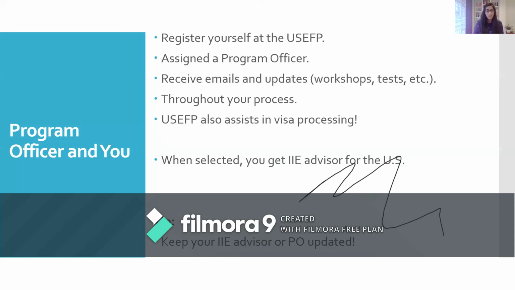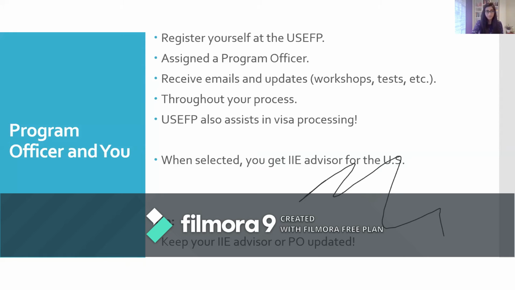The other portion is that once you get selected, there is another advisor, which is the IIE advisor. It's an organization which is collaborating with the Fulbright, and they also work in the international education department. So once you go to the US, you start working with the IIE advisor instead of the program officer back in Pakistan. But again, this is for information. Once you are in the process, you always get all this information, and it's helpful and easy.